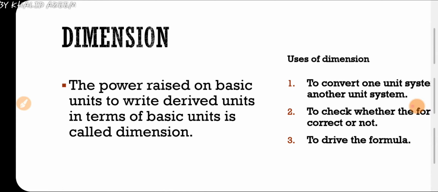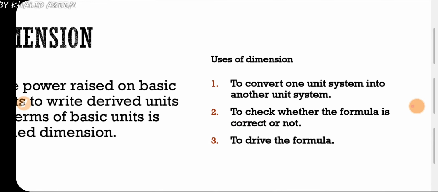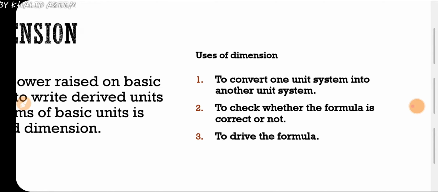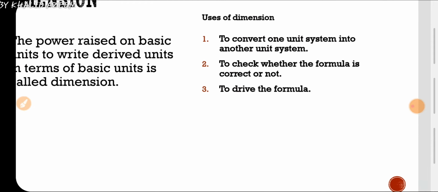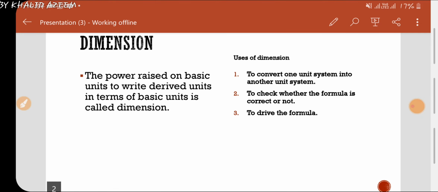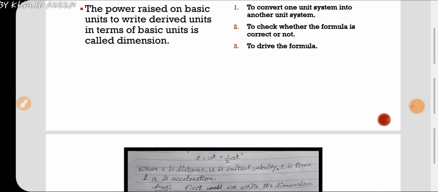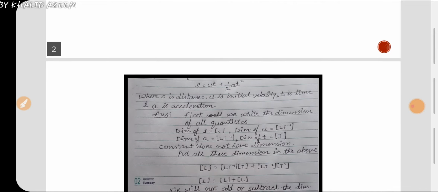Second is uses of dimension. With the help of dimension, we can convert one unit system into another unit system. With the help of dimension, we can check whether the formula is correct or not. And we can also derive the formula with the help of dimension. So let's take a look at how we can check whether the formula is correct or not.